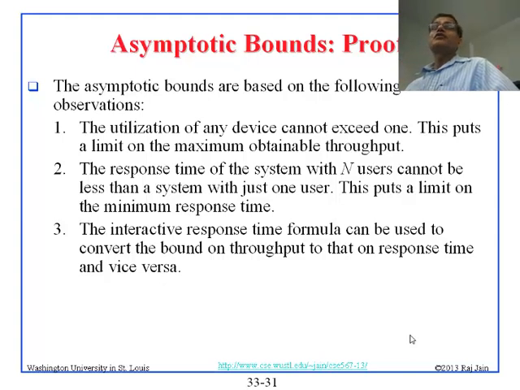All right, if you have two users, obviously response time will be more than with one user. If you can derive the formula for one user, then you can get some lower bound on the throughput and the response time. And the third observation is that the interactive response time formula can be used to convert these two into the other limits, because this formula applies to all cases. If we can just solve these two cases, then we can apply this one to get those. So let's just do that.